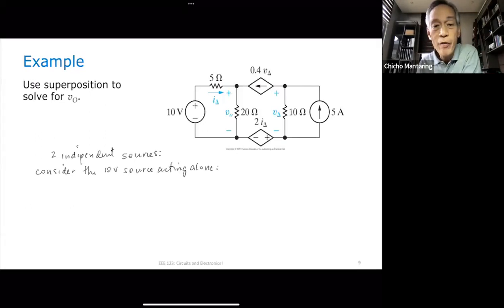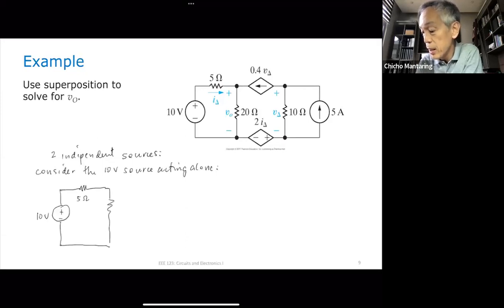So what will be my equivalent circuit? Well, of course, I'll have the 10 volt. The 5 ohms will be there. This is my 20 ohms. And let me now call this V's of O A, where V's of O A is the voltage across my 20 ohms with the 10-volt source acting alone.